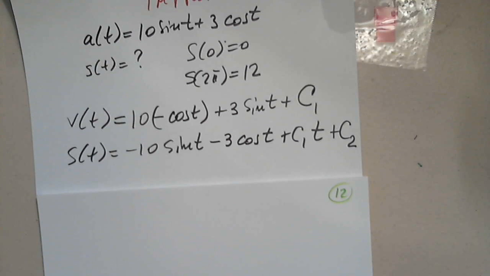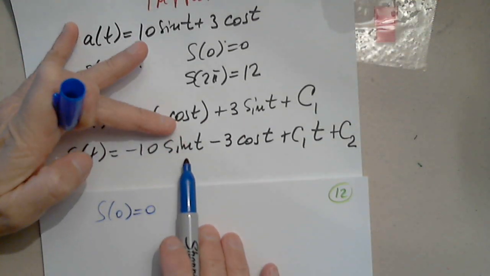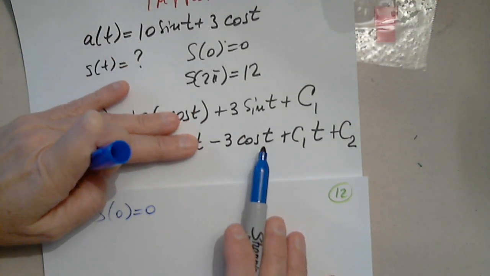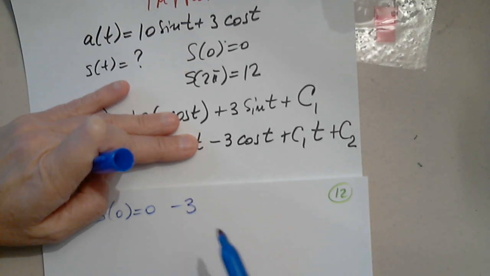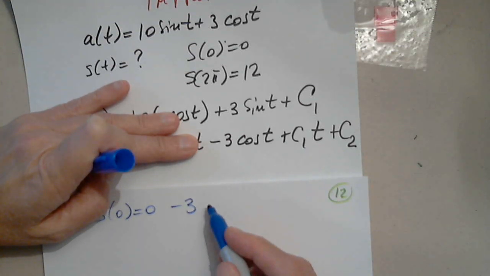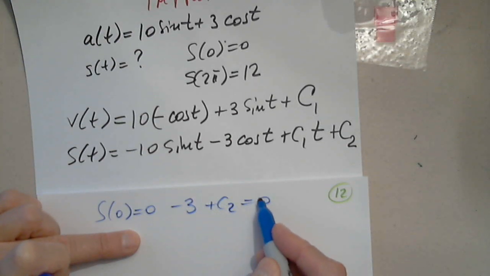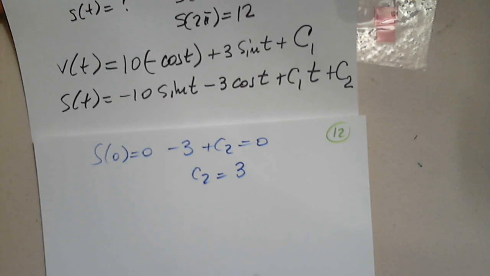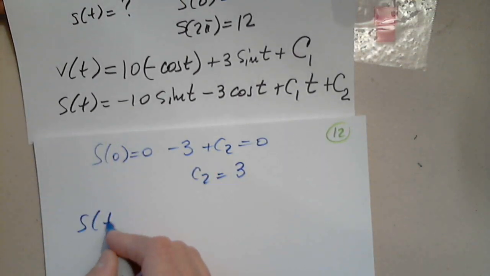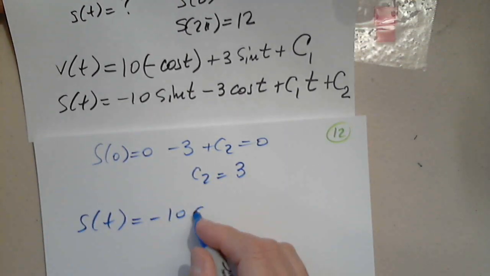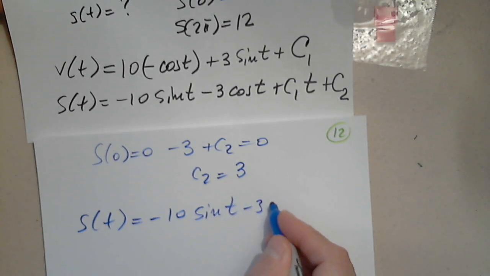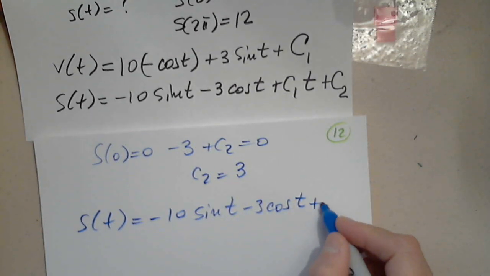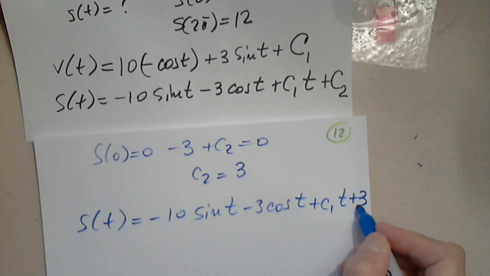Okay, so the next step is I have to plug in 0 because I'm given that S of 0 is 0. Sine 0 is 0, so this is 0. Cosine 0 is 1 times negative 3. This will be 0, and then plus C2 equals 0. Therefore, C2 equals 3. I will plug in 3 and write S of t as negative 10 sine t minus 3 cosine t plus C1t and plus 3.